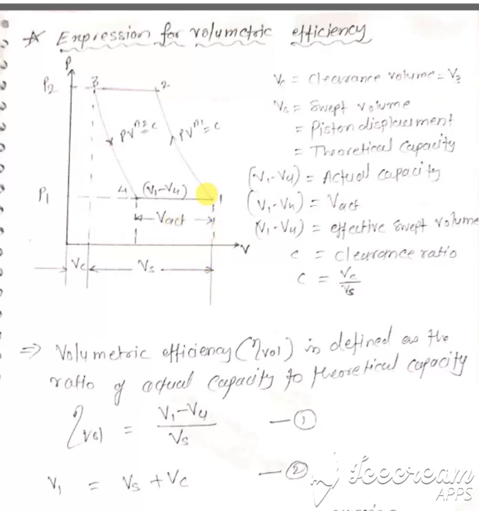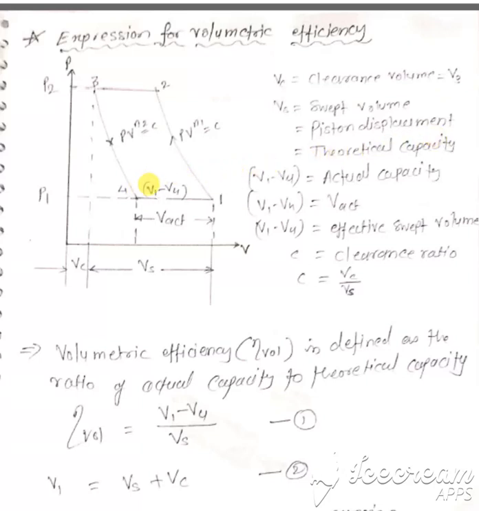The piston displacement: the piston is displaced from point 1 to 2, which is from BDC to TDC. Therefore, the volume swept by the piston is equal to Vs, and the volume left after TDC is equal to the clearance volume. Vc is equal to clearance volume. Vs is equal to swept volume, which is also called piston displacement or theoretical volume.